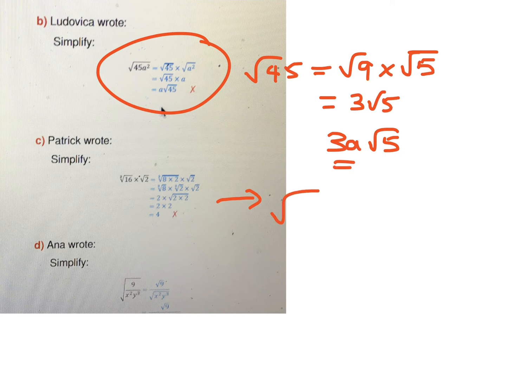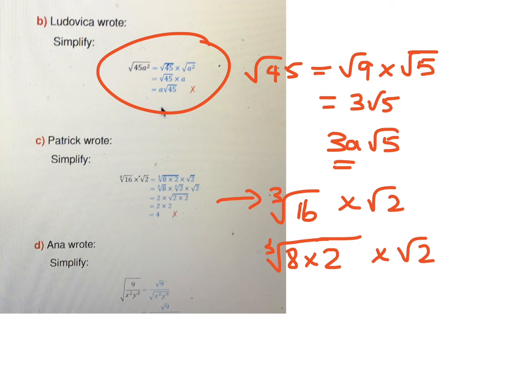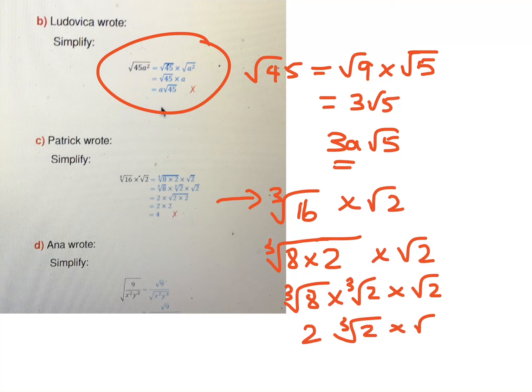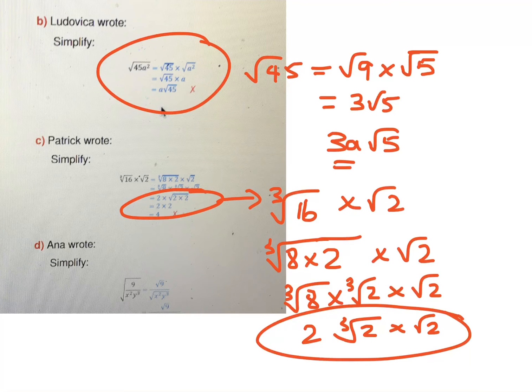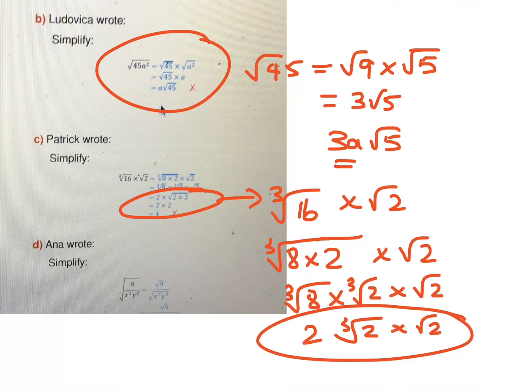This one here is the cube root of 16 times root 2. The cube root of 16 you write as the cube root of 8 times 2, because you've got to find a cube number that goes into it. So that would be the cube root of 8 times the cube root of 2, times root 2. The cube root of 8 is 2, and then you can't do anything more. That's why that's wrong, because one's a cube root and one's a square root. And I think that's the point they're trying to make.